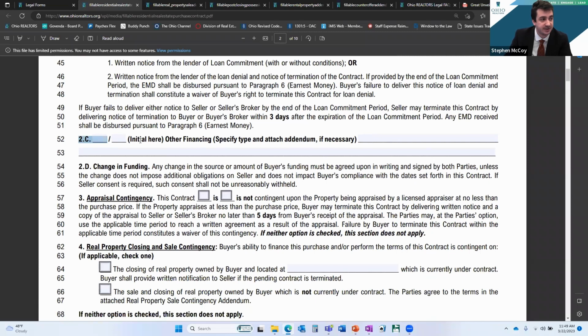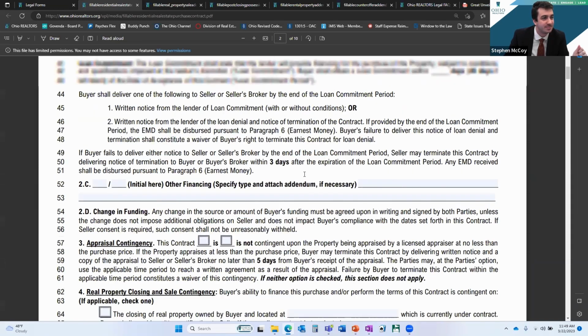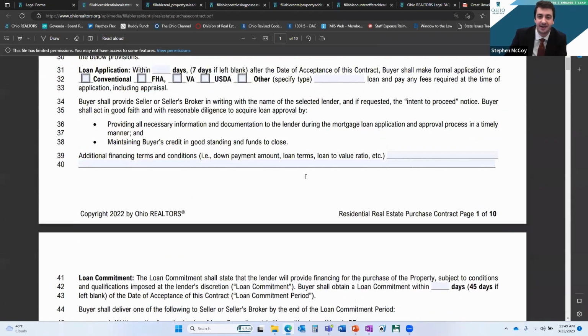And then, of course, 2C, this is the other financing. So really, this would be used in maybe a more non-traditional setup. Say the seller is actually going to provide financing themselves, so it's going to be a seller finance type of deal. Or land contracts or some other kind of unique financing situation. We've got the section for you, so don't sweat that. Really, I think that's a great opening and introduction to the contract.